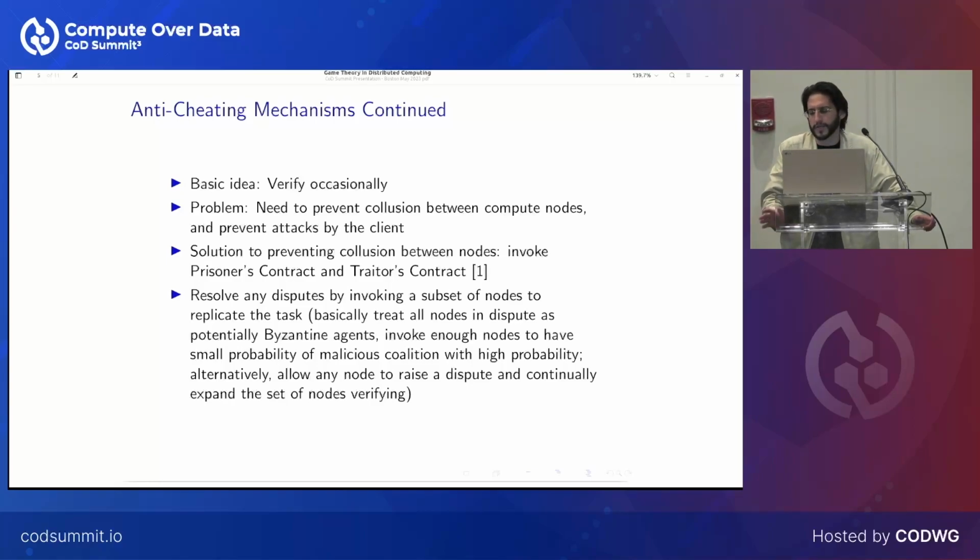I would say that a safer method for doing this is basically to take those n repetitions of that same job and then spread those n jobs across n different nodes, right? And so you have almost like a Byzantine fault-tolerant way for verifying the result of a computation. And then, of course, you want to avoid malicious coalitions with high probability. And then you can allow any node to raise a dispute and continue to expand the set of nodes verifying, but this actually goes to global consensus, not local consensus.